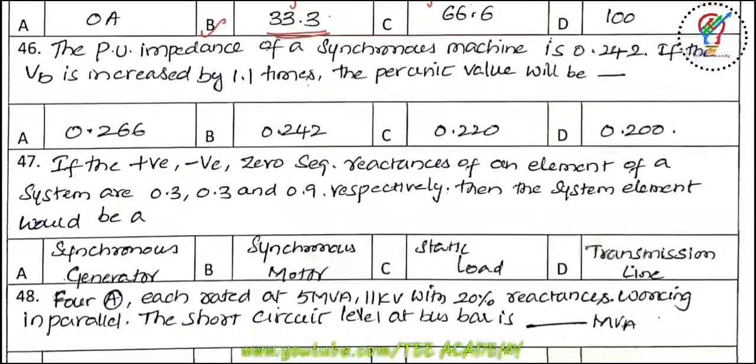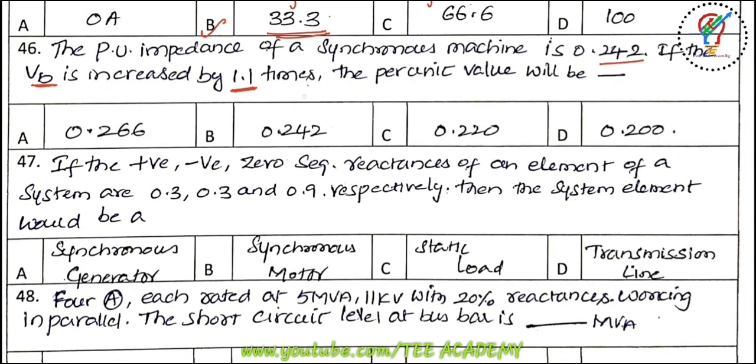Next one, the per unit impedance of a synchronous machine is 0.242 per unit. If the base voltage is increased by 1.1 times, the per unit value will be, okay, so the per unit impedance of a synchronous machine is 0.242. If the base voltage is increased by 1.1 times, the per unit value will be, okay, so the answer is simple here.